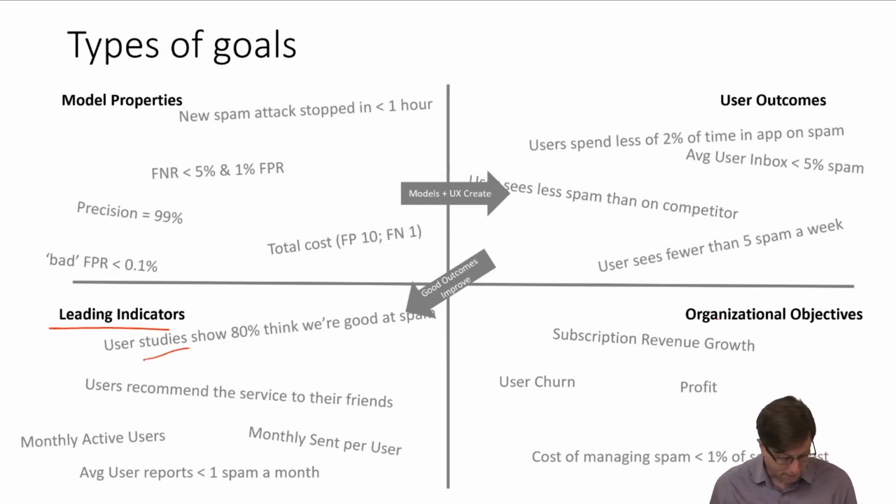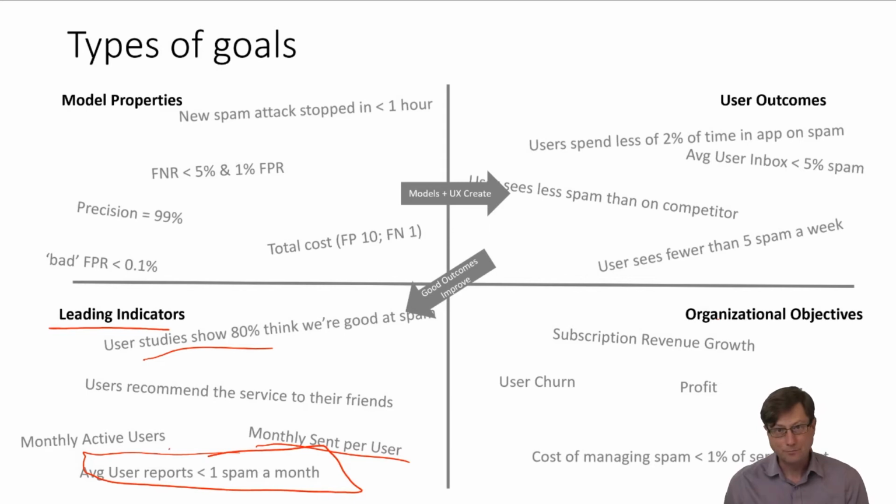And these are things like user studies show that 80% of users think we're good at fighting spam, or users are getting more engaged with our system and are actually using it in the way we want them to use it, or users are reporting very little spam. Maybe they're having spam, but it's not bothering them, so they're not reporting it, something along those lines. And then another big one is sentiment. That is, users are happy when they use our service and they're telling their friends that, hey, go ahead and use this.